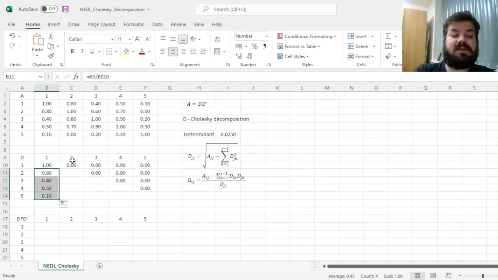Now let's proceed to the second column. Here we know that we have to apply the first formula, the formula for diagonal elements.